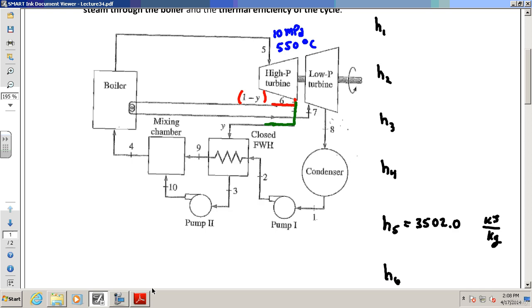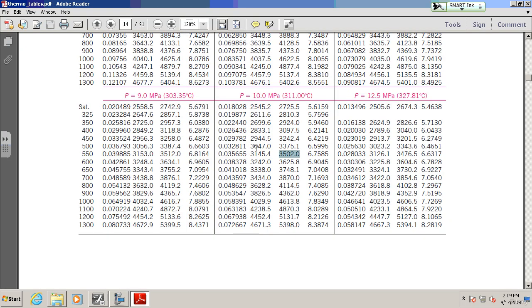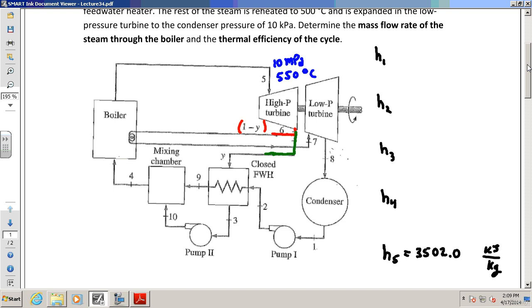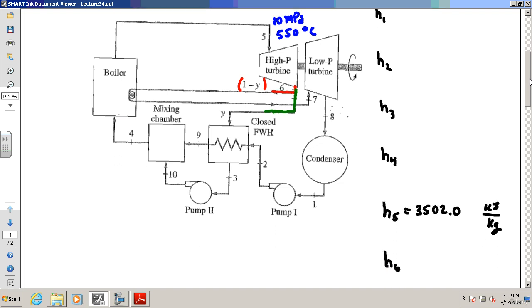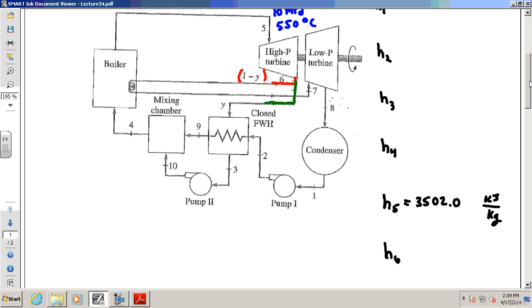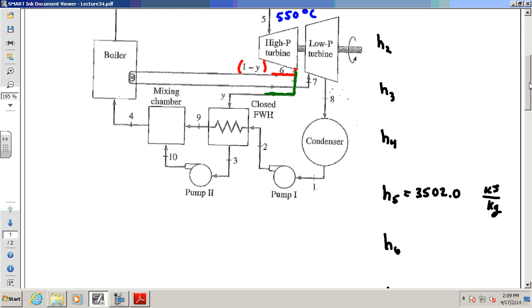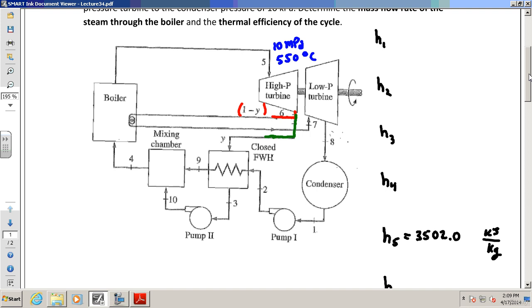Oh, did I read it wrong? 550. It's 550. Okay, good, we got it. What's next? 5 and 6. In fact, that's a good point. Another one that's pretty easy to find is state 6. State 6 is what comes out of the high pressure turbine.